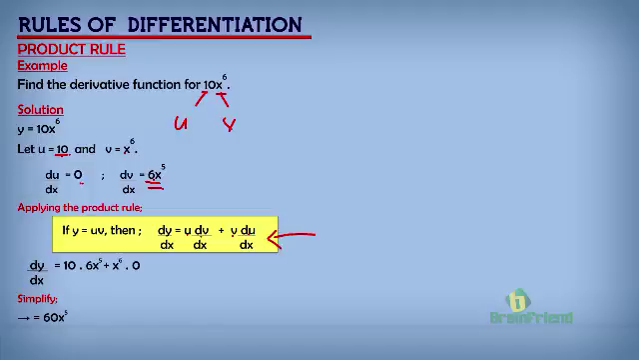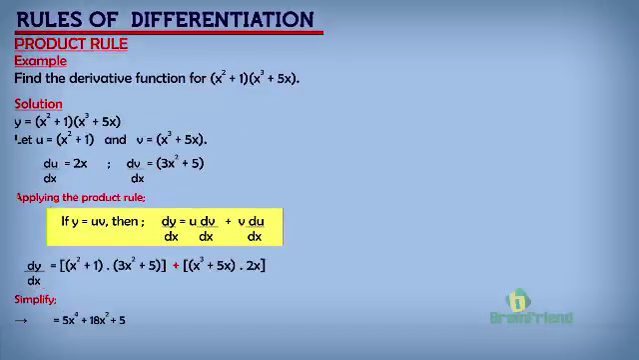Let's quickly do that. So dy dx, which is the derivative of our given function here with respect to x, is 10 times 6x raised to power 5 plus x raised to power 6 times 0. Of course, 0 times x raised to power 6 would give us 0. So all of this would give us 0, and we'll be left with 10 times 6x raised to power 5. 10 times 6, of course, will give us 60. And hence we have 60x raised to power 5 as our derivative. So that's the product rule.